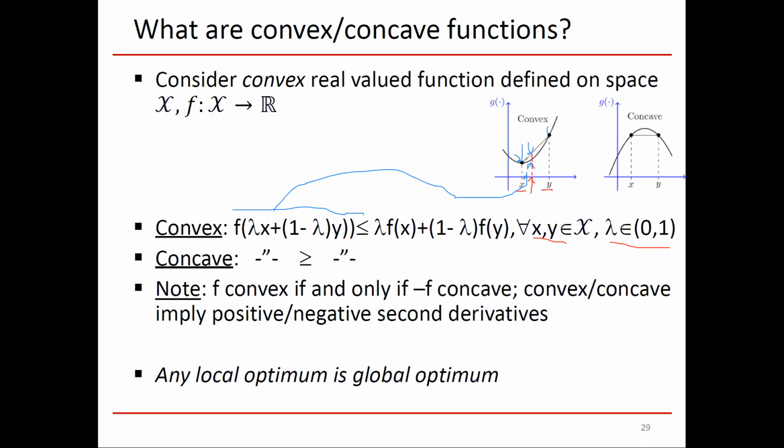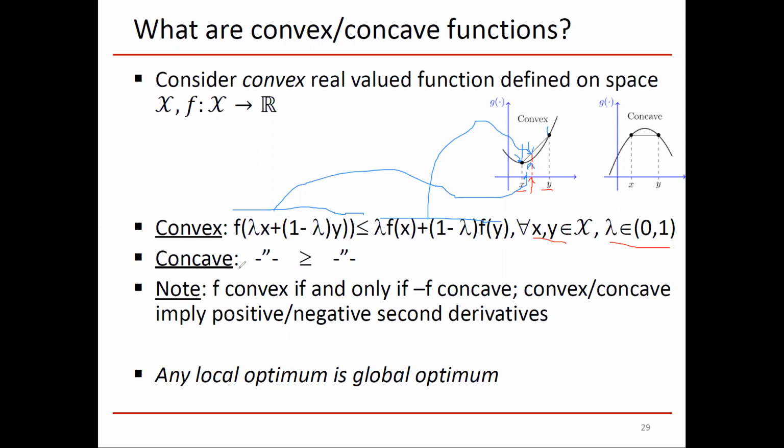And if we connect f of x and f of y on a line, and we give lambda weight to f of x and 1 minus lambda weight to f of y, we get this thing. And this second expression is always greater than or equal to. That's the formal definition of a convex function.